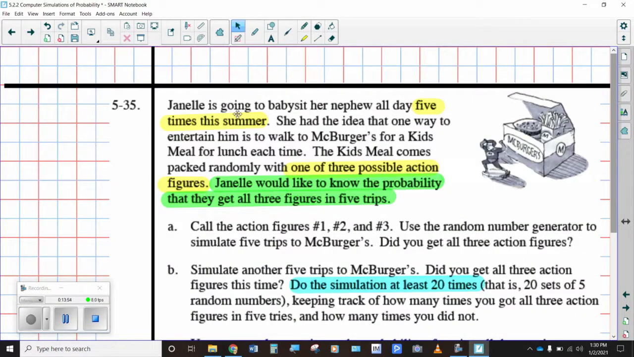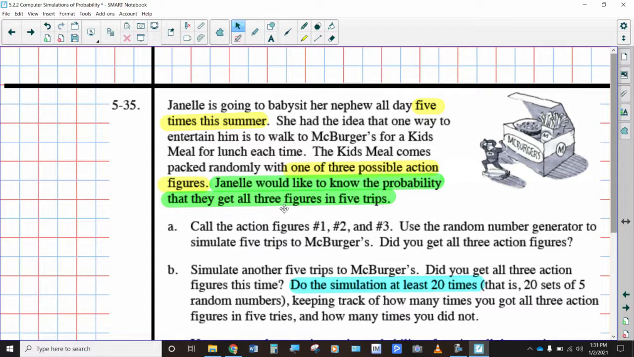All right, Janelle is going to babysit her nephew all day 5 times this summer. She had the idea that one way to entertain him was to take him to McBurgers for a kid's meal for lunch each time she babysits him. The kid's meal comes randomly packed with one of 3 possible action figures. Janelle would like to know the probability that they will get all 3 figures in the 5 trips.